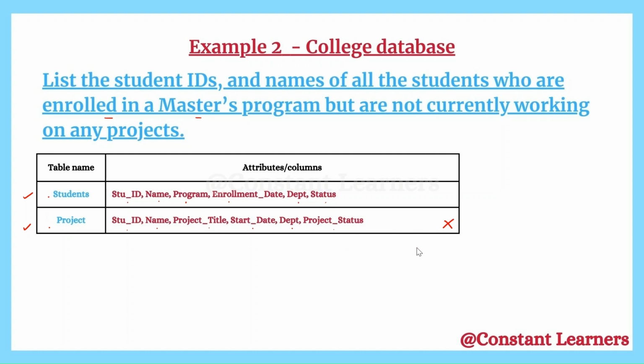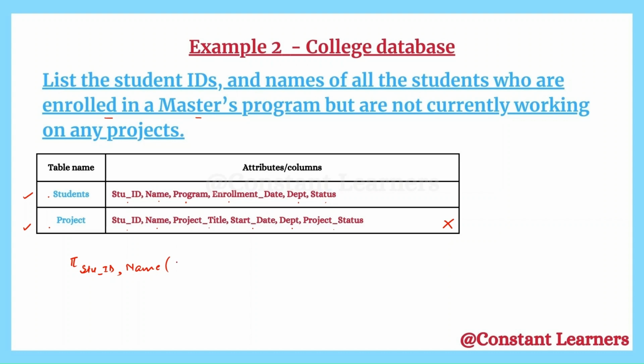So, how do we write the query for this? Now, see, we need the columns. So, in the previous videos, we've discussed that if we need the columns, we use the projection operation, that is pi. All right. Now, which columns do we need? We need the student ID, that is STU_ID. And the second column that we need is the name. So these two columns have to be projected. But do we need the entire columns? No, we need the students who are enrolled in the master's program.